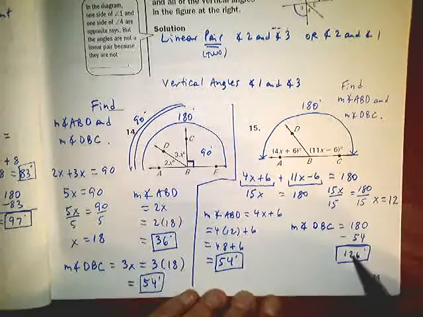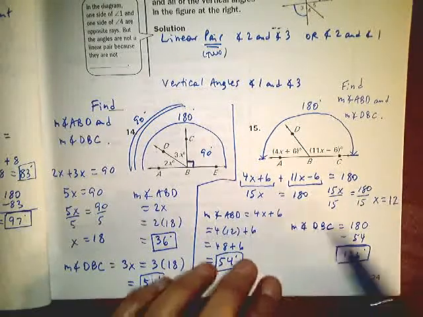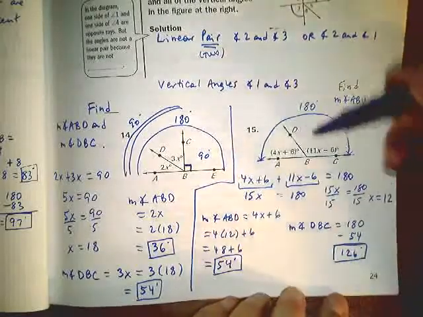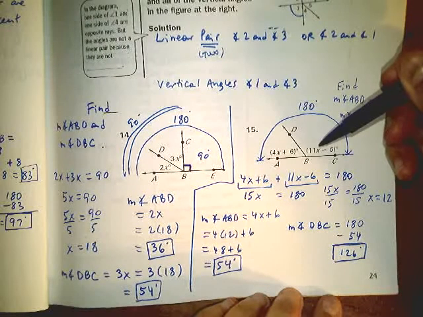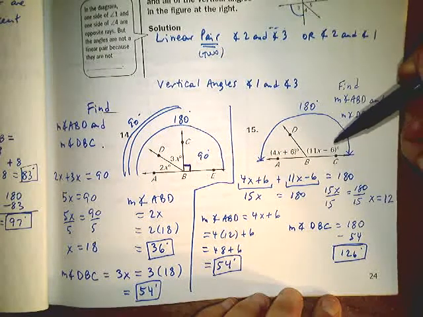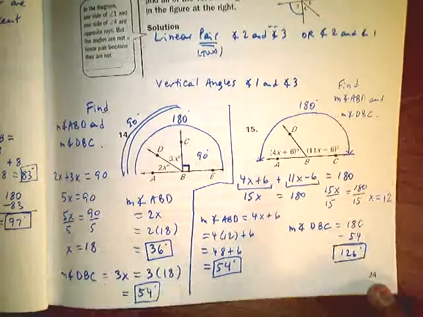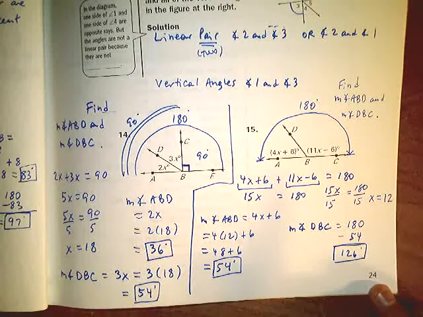Now the other way to find that answer would be to take our x value of 12, substitute it right here, multiply it by 11, and then take that answer and subtract 6, and you should get 126 degrees.